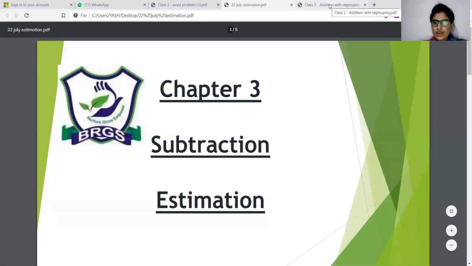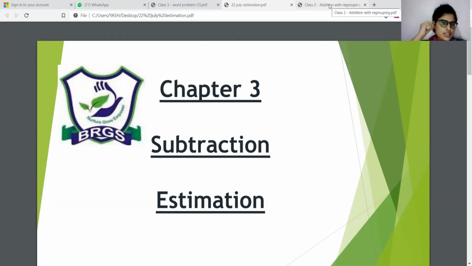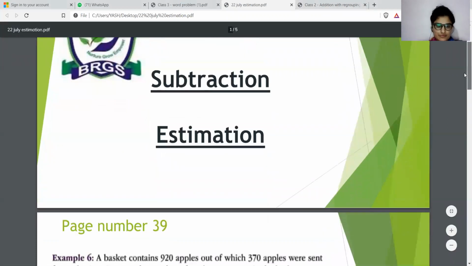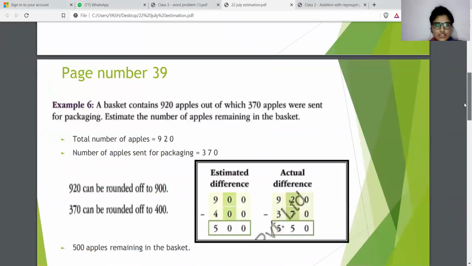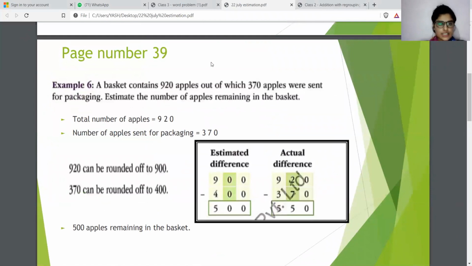Good morning, everyone. In this class, we will study subtraction subtopic estimation. Let's start. So this question is on page number 39.